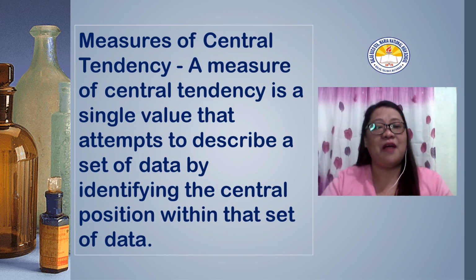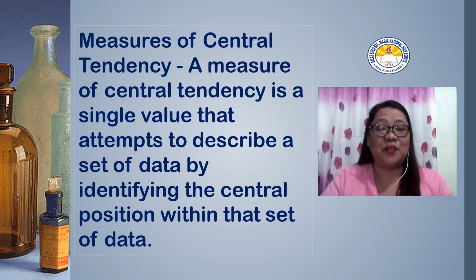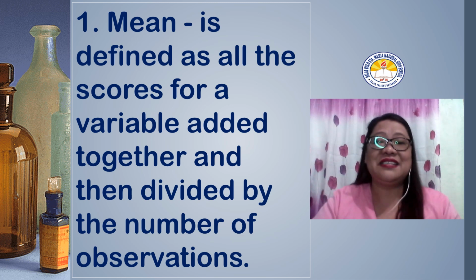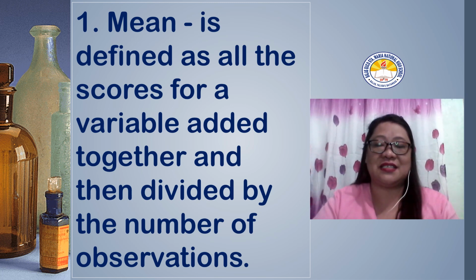We also have measures of central tendency. A measure of central tendency is a single value that attempts to describe a set of data by identifying the central position within that set of data. We have here mean. When we say mean, it is defined as all the scores for a variable added together and then divided by the number of observations.